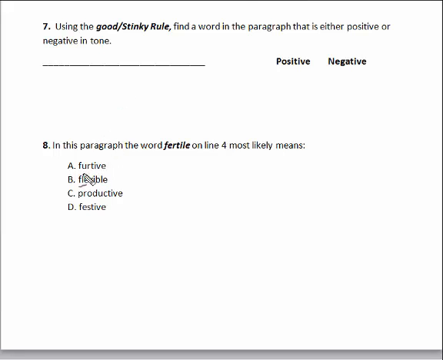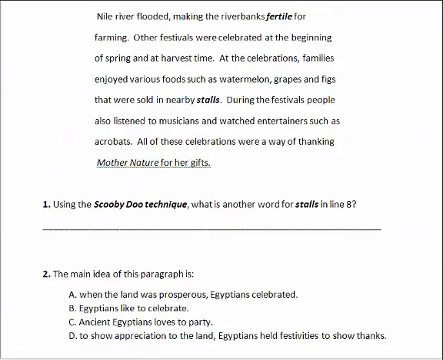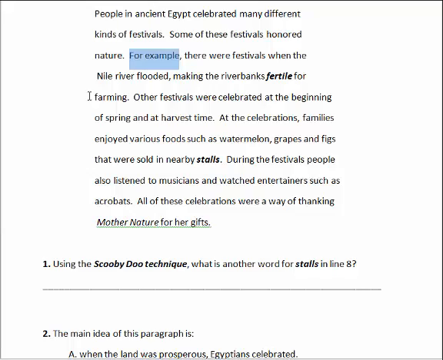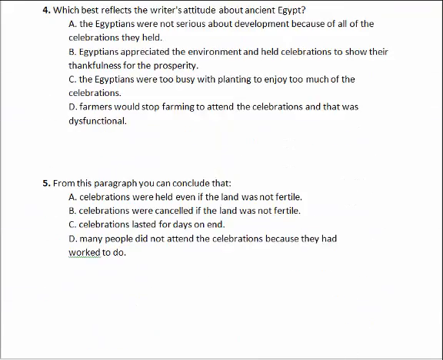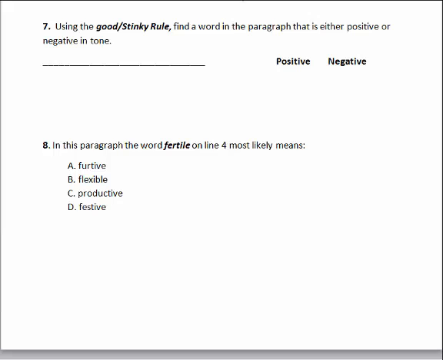Problem 8a. Furtive. I'm not sure what that means. Let's put a dot by it. B says flexible. That seems kind of weird when I see that. Flexible means can bend. I just feel like that's wrong, out of context. C says productive. Put a dot by that. And D says festive. Well, remember what the other words are surrounding this. You can't have flooding happen and then you're going to make the farm festive. So that is going to be a weird answer choice. So we can go ahead and cross answer choice D out.